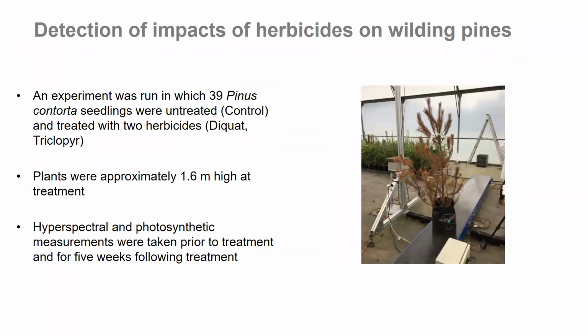We ran an experiment 2 years ago in which 39 Pinus contorta seedlings were treated with 2 herbicides that included the systemic herbicide triclopyr and the contact herbicide diquat. 13 of these trees were set aside as control plants. The plants were about 1.5 metres high at treatment, and one of the treated plants is pictured. Measurements were made prior to treatment and for 5 weeks following treatment.